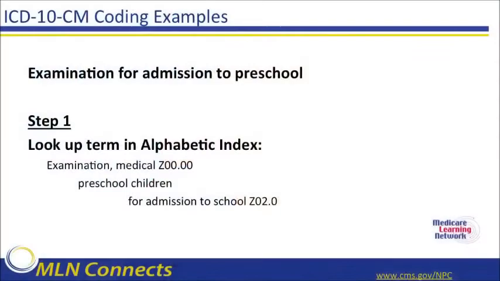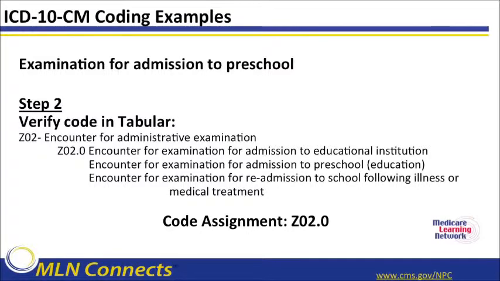For a child receiving a physical for admission to preschool, look up the main term examination medical and then the indented subentries preschool children, then for admission to school in the index, as shown on slide 34. As verified in the tabular, code Z02.0 is the correct code. Although the code title is not specific to examinations for admission to preschool, the index entry and inclusion term of encounter for examination for admission to preschool education under this code confirm that this is the correct code.